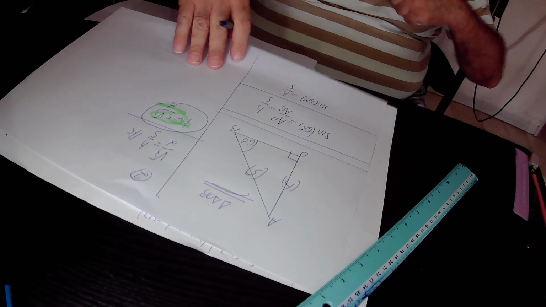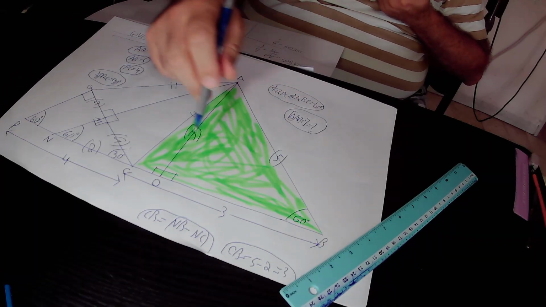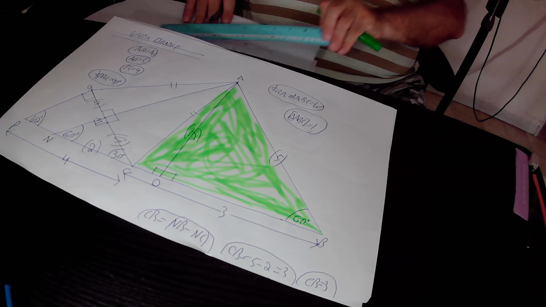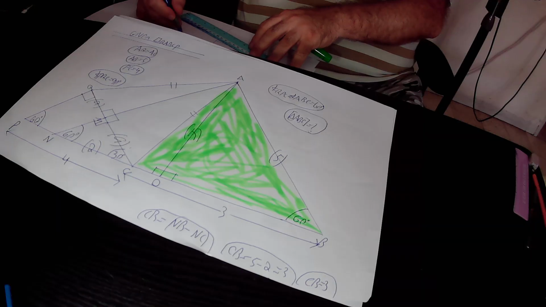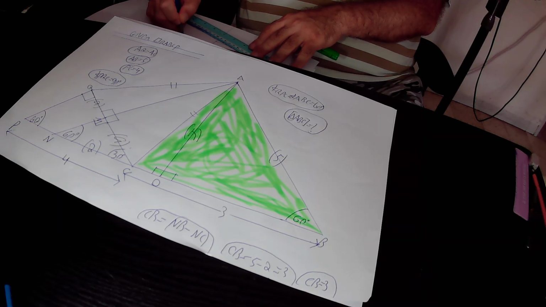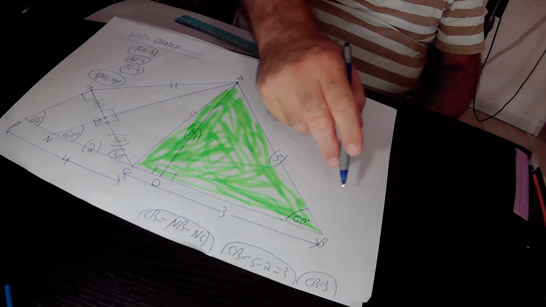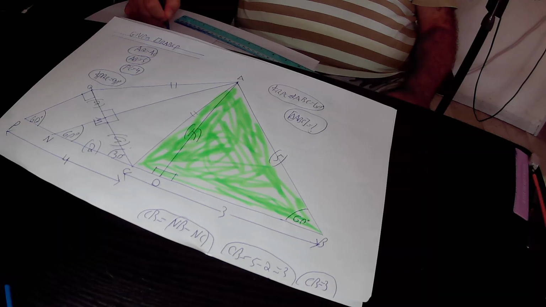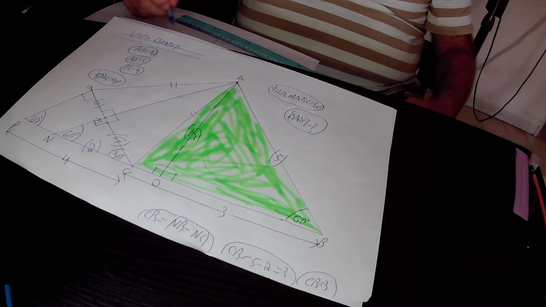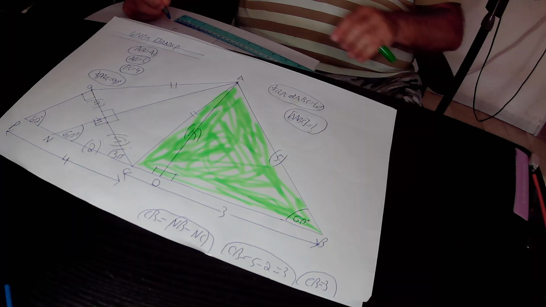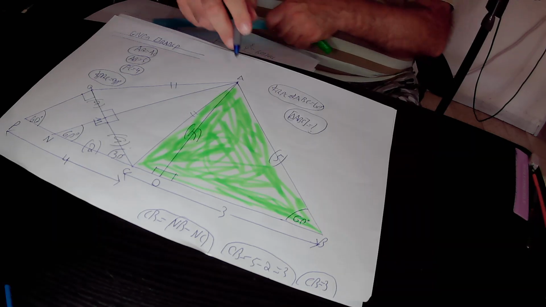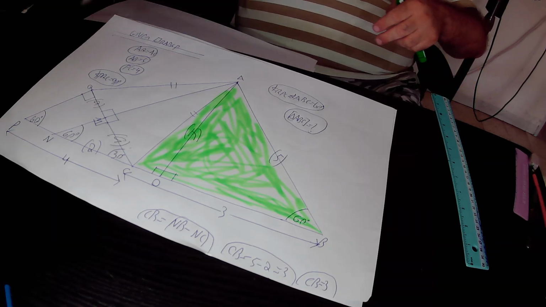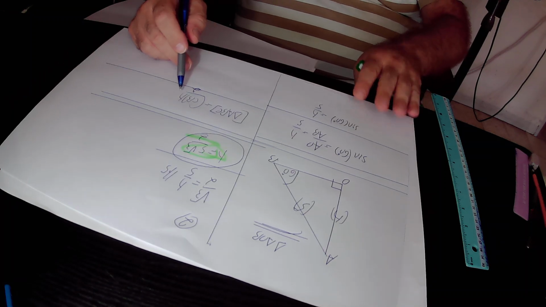Our task is to find out the area of this green triangle, triangle ABC. So what is the area of the green triangle, triangle ABC? The area of the green triangle ABC must be equal to the base CB times the height H over 2. So again, the area of this green triangle, triangle ABC must be equal to the base CB times the height H over 2.